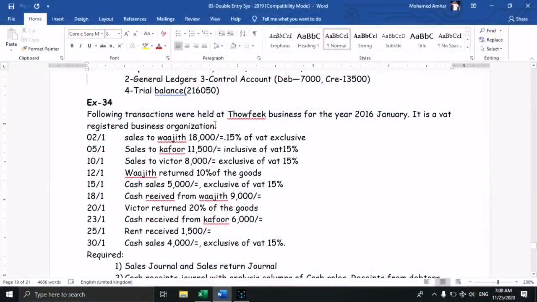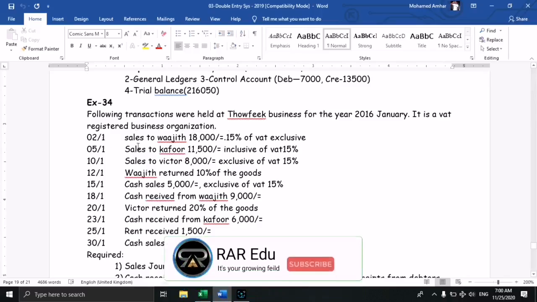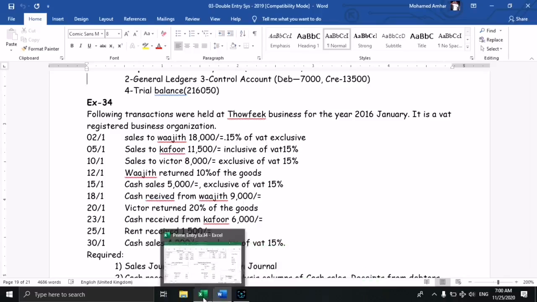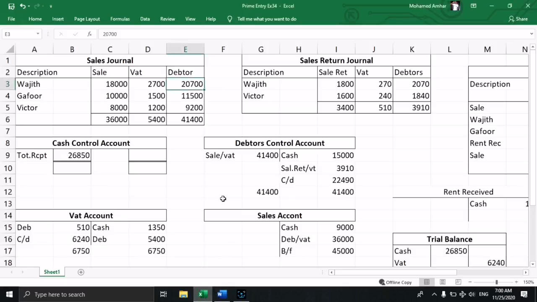The following transactions were held at Taufik Business for January 2016. It is a VAT registered business organization. On 1 January, sales to Wajid 18,000, VAT exclusive at 15%. So we have to calculate 15% VAT for the sales to Wajid. As it is a credit sale, you have to record it in the sales journal.